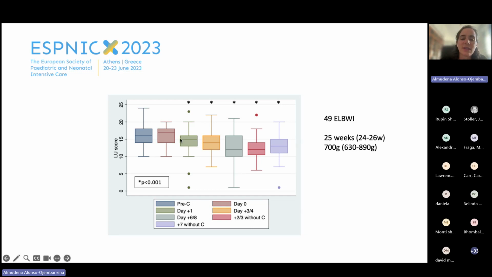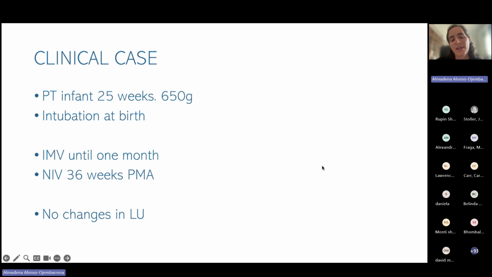As you can see, there are significant differences compared with the basal moment after the babies receive steroids, and it remains low after that. This is another case, a 25-weeker that required intubation at birth, and she received invasive mechanical ventilation until 1 month, non-invasive mechanical ventilation until 36 weeks post-menstrual age.